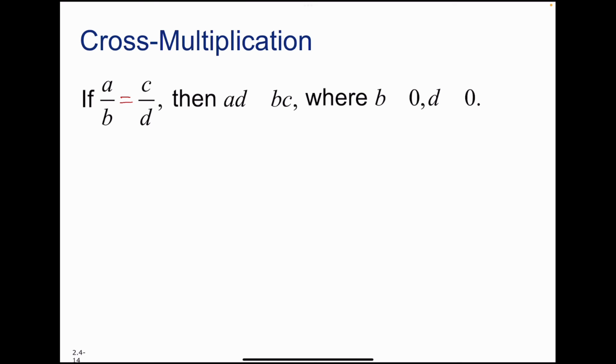For example, if you have two equal ratios, a divided by b equal to c divided by d, then you do cross multiplication. So this is what I mean: a times d equals b times c. Okay, so ad equals bc. Well, you don't want b equal to 0 or d equal to 0 because they are the denominators. So that's cross multiplication.